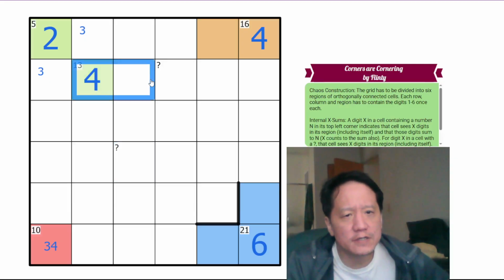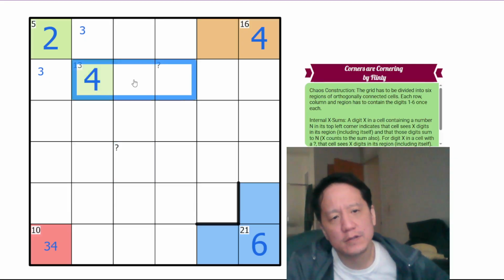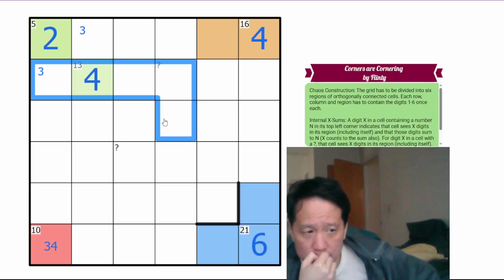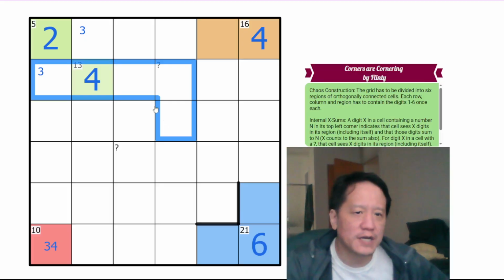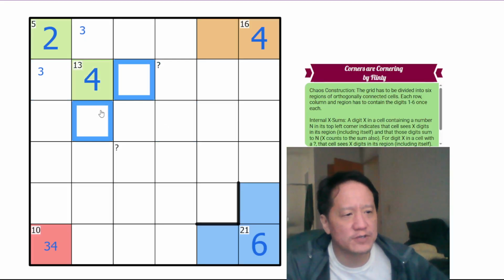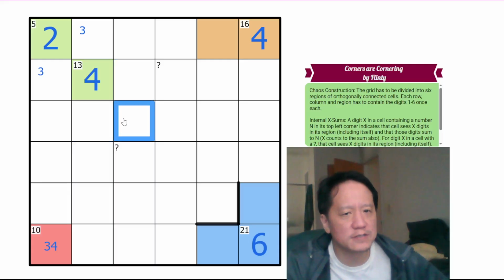Okay, if it sees this way, I guess this could see 5. That is possible. Oh, it doesn't have to go that way. It could be 1 and 5 technically there, right? And then 6 there. That is possible.